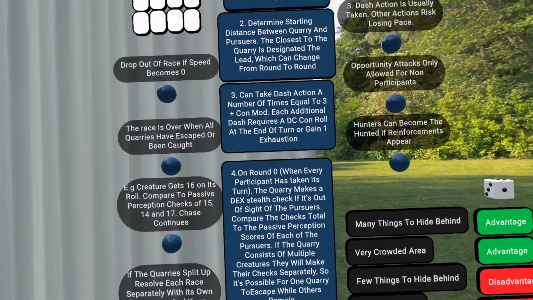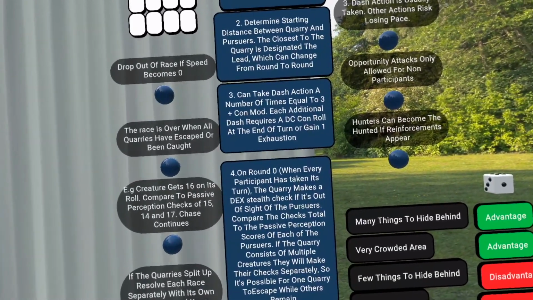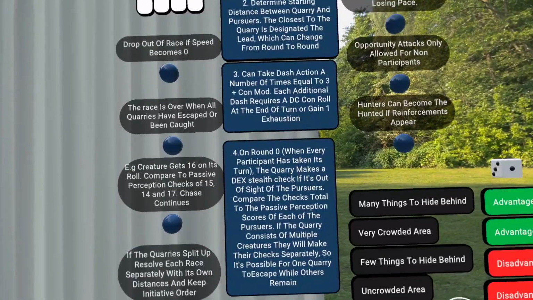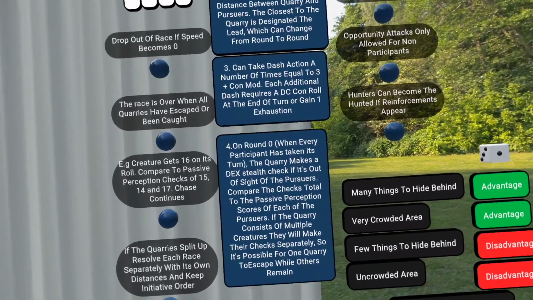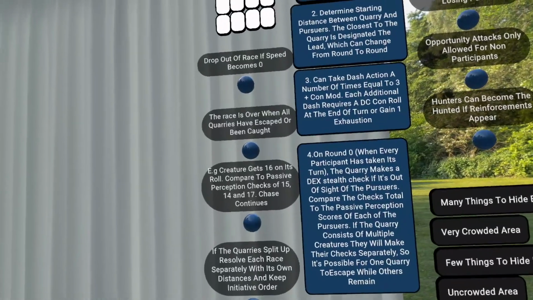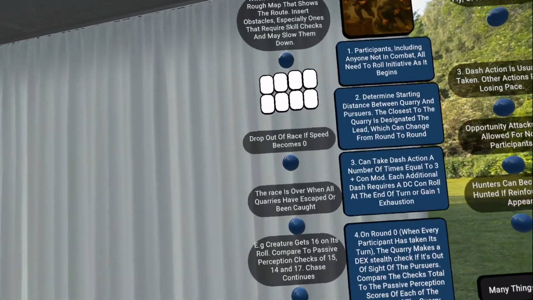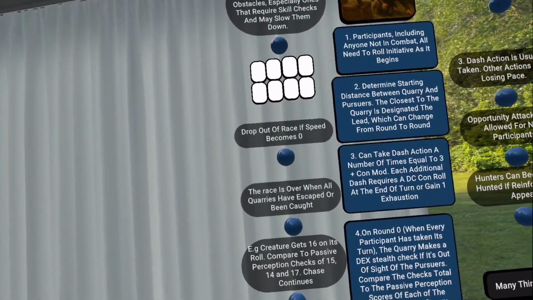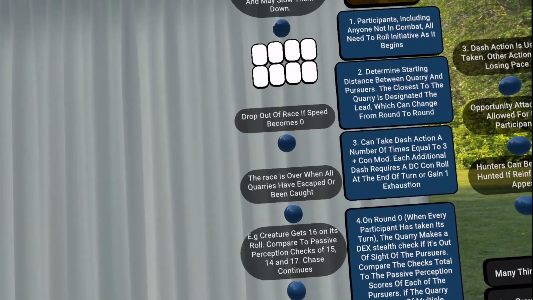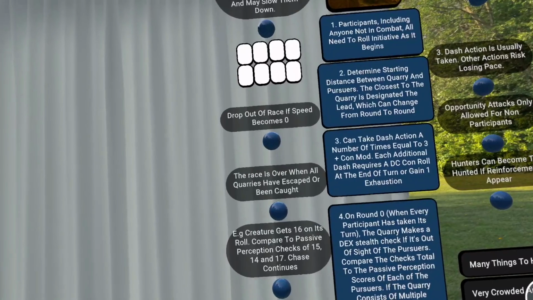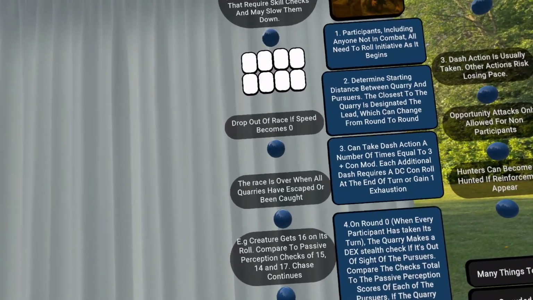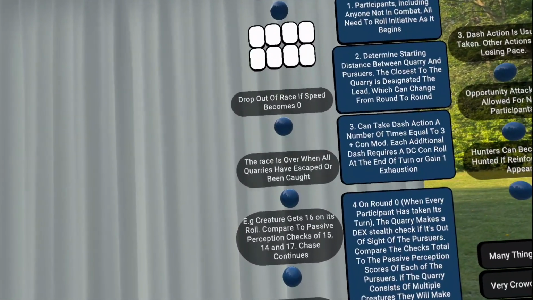It tells you here you can take a dash action a number of times equal to 3 times your constitution modifier, and then each additional dash requires a constitution roll. This will only make sense if you understand a bit about Dungeons and Dragons already. It's probably going to make your head spin if you've never played. But that's the whole point of this room.